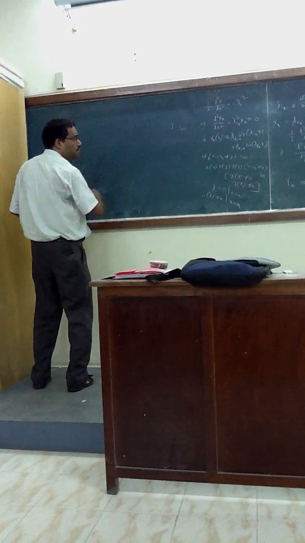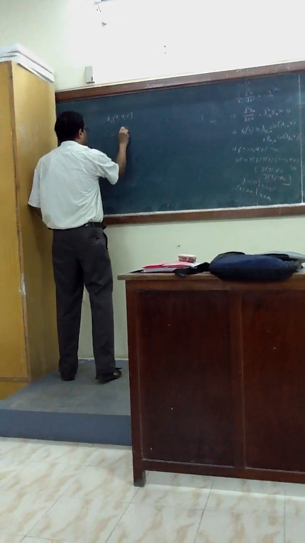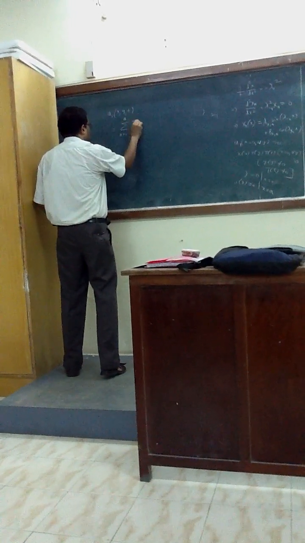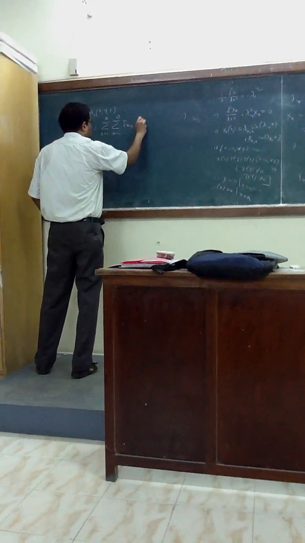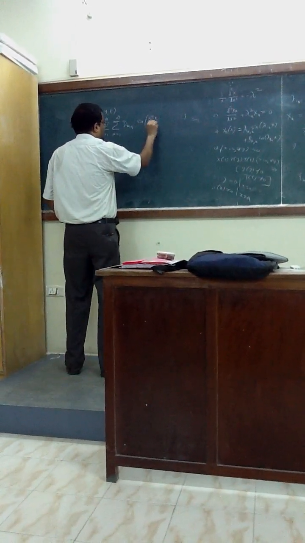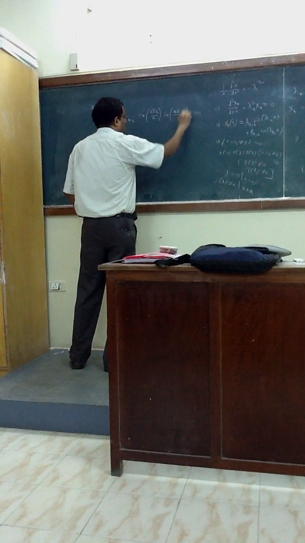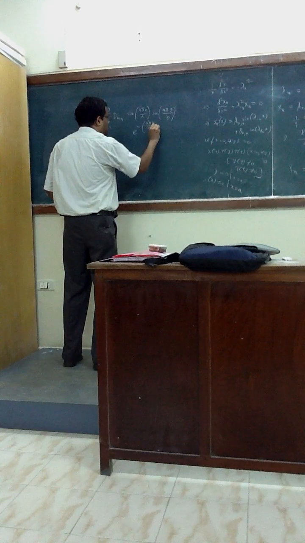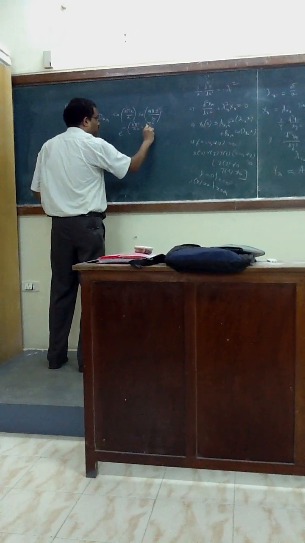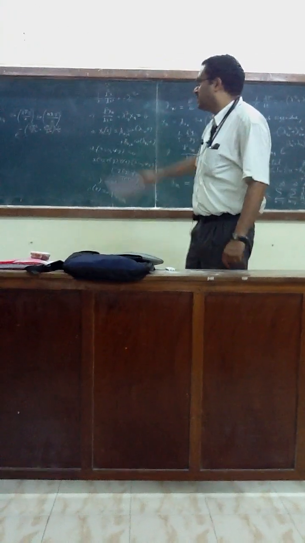I got u1 x y t is summation n equals 1 to infinity, summation m equals 1 to infinity, Dmn sin n pi x by a sin m pi y by b, e to the power minus n square pi square by a square plus m square pi square by b square into t, where Dmn is unknown yet. How to find Dmn?